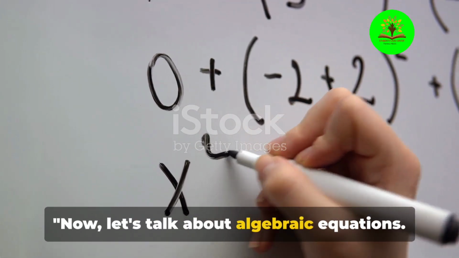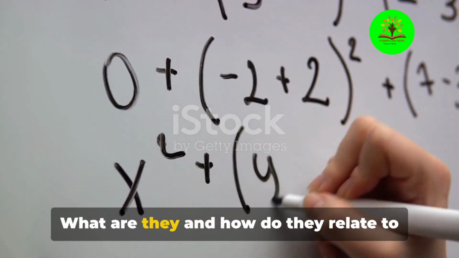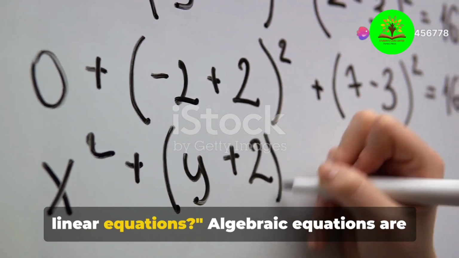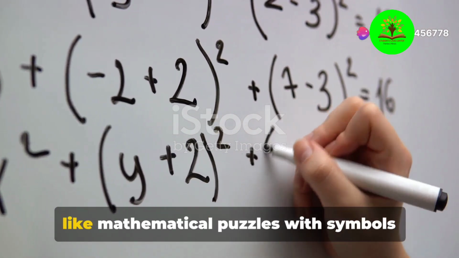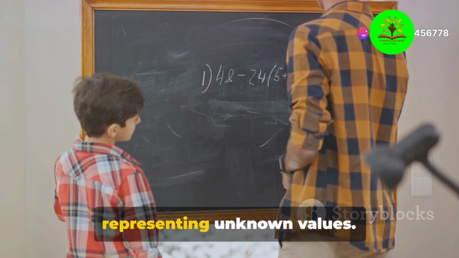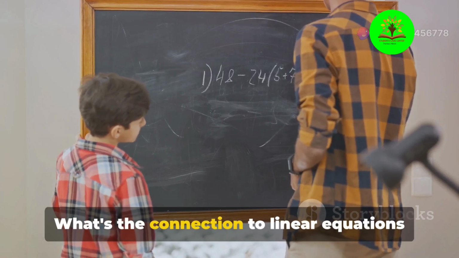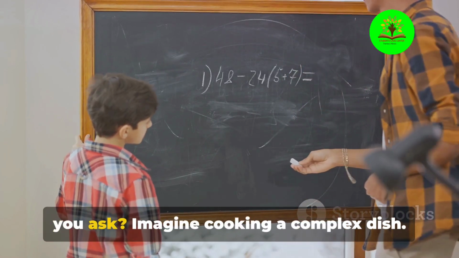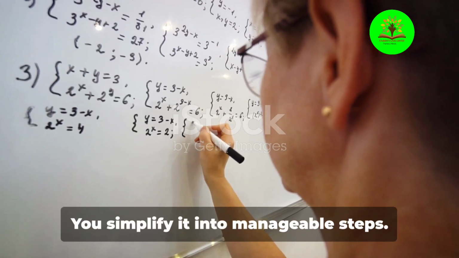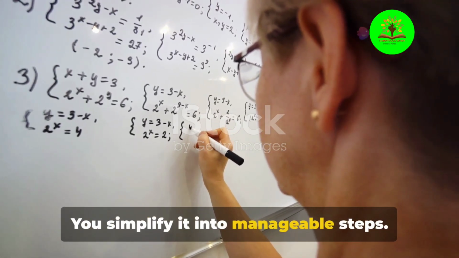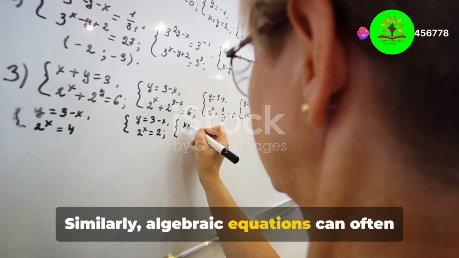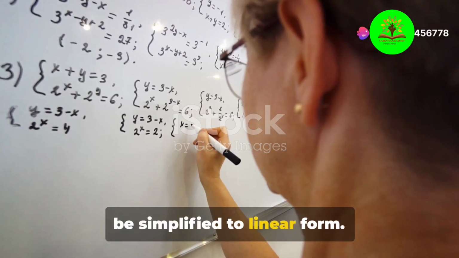Now, let's talk about algebraic equations. What are they and how do they relate to linear equations? Algebraic equations are like mathematical puzzles with symbols representing unknown values. What's the connection to linear equations, you ask? Imagine cooking a complex dish. You simplify it into manageable steps. Similarly, algebraic equations can often be simplified to linear form.